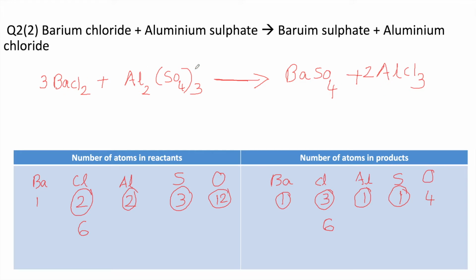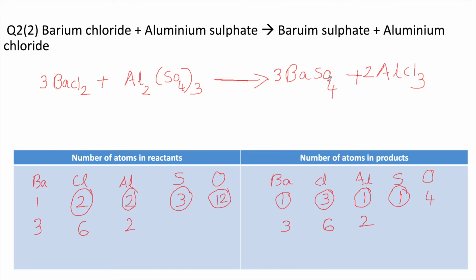Now what are the changes for barium and aluminium? I kept a 3 here. So what happened to the barium? It is 1 and here it is 3. So I can keep a 3 here to balance the barium. So the barium is balanced. Then what about the aluminium? It's 2 Al here, here Al2. So the aluminium also is balanced.